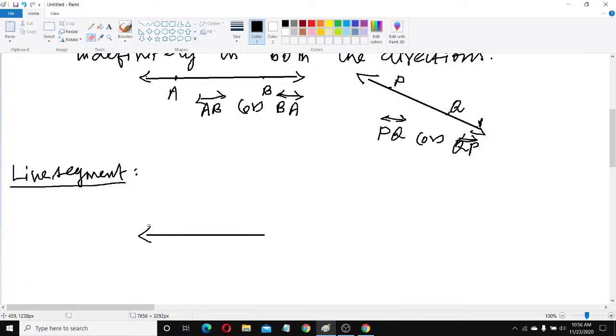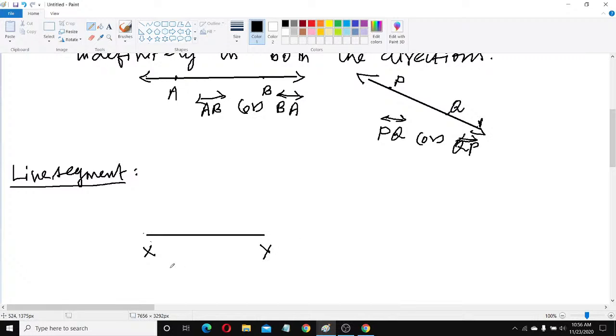Now starting point, I will name it as X, capital letter X. This is starting point of this line segment. I will use the capital letter X. Now ending point. Here you see the ending point. I will name it as Y.